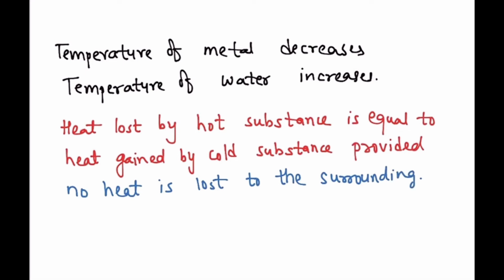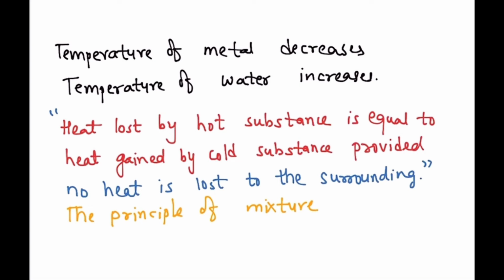This is a very crucial point. No heat is lost to the surrounding, so this is the ideal situation. Whatever heat is lost by the hot substance is completely absorbed by the cold substance. Here we are considering no heat loss. This statement is called the principle of mixture.